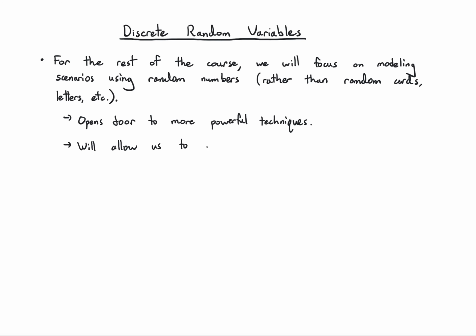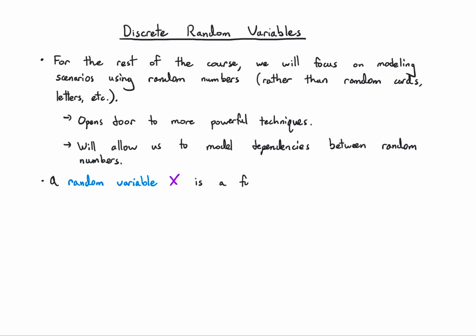and it'll allow us to explicitly model dependencies between random numbers in a way that we can think about and reason about more clearly. We'll see a lot more about this as we go along, but for now, let's just introduce the definition for a random variable. A random variable, which we denote with capital letters, in this case X, but you might also see Y, Z, W, and so on, is a function that maps outcomes from the sample space to real numbers.